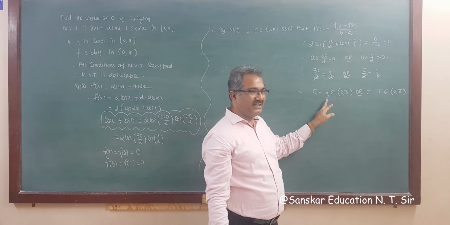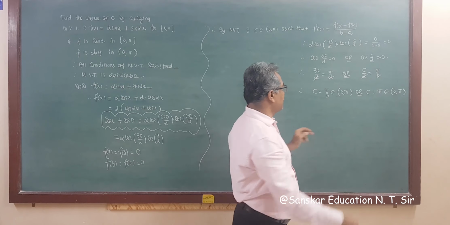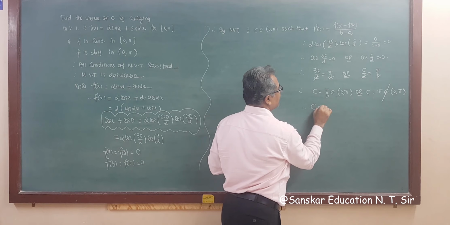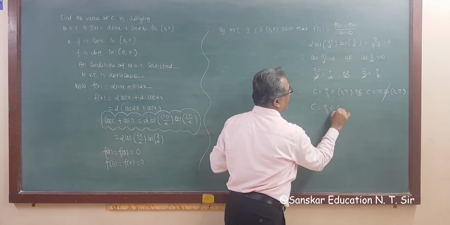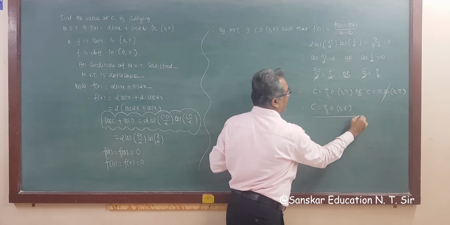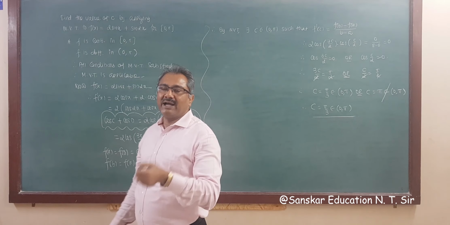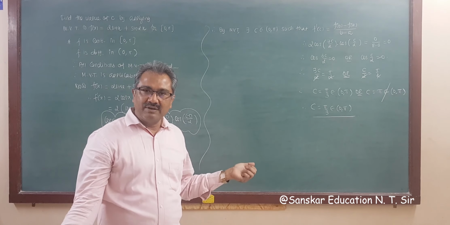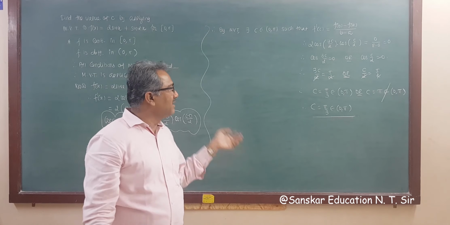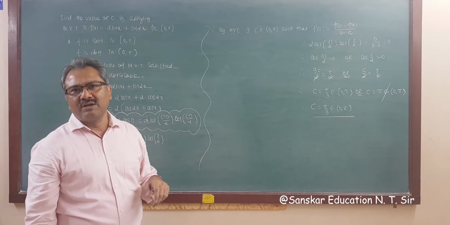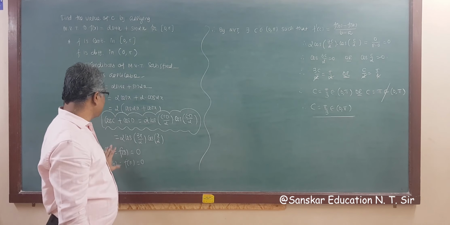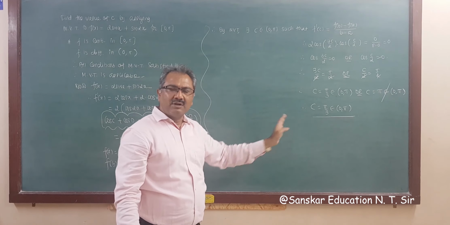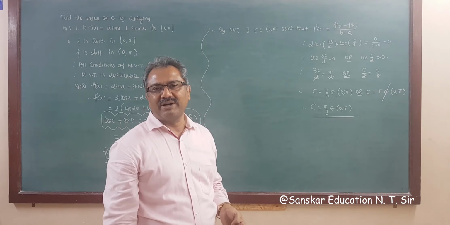Is pi by 3, that is 60 degrees, belongs to 0 to pi? Yes. So this is possible. And pi belongs to this? No. So the possible value of c is pi by 3, which belongs to 0 to pi. Right? So I hope that you are understanding what to do in mean value theorem. It's very easy, and all these questions are important for MCQ, because you have to find out only this. No need to write everything. Just differentiate and write down your answer, that is, if you have to find out c.